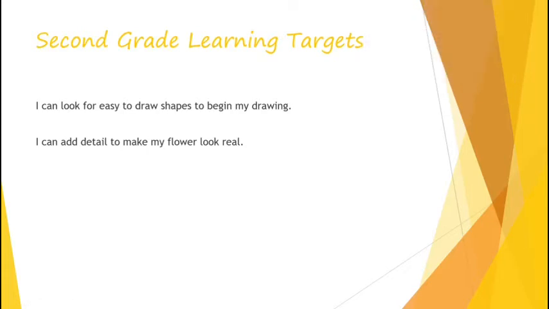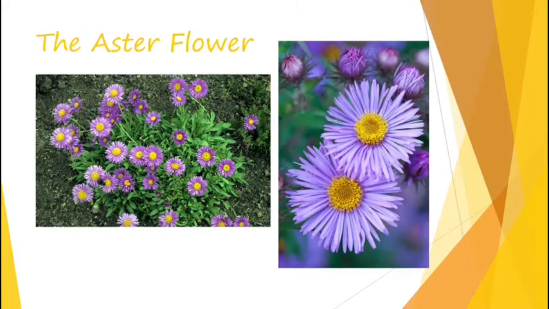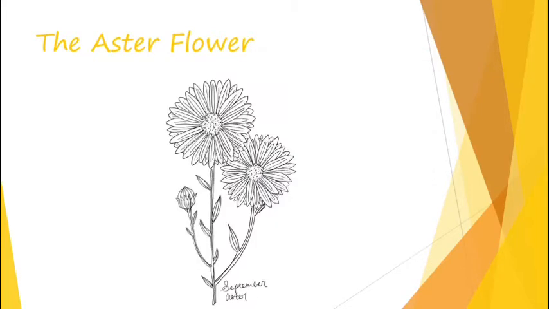So let's look at the flower that we're working on today. So we are going to be working on something called the Aster flower. Now, Aster is Latin for star. Can you figure out why it's called the star flower? Yeah, it does kind of look like a starburst, or a star with all of the little pieces coming off. So this is a black and white drawing, and this is what we're going to use as our model for our picture today.